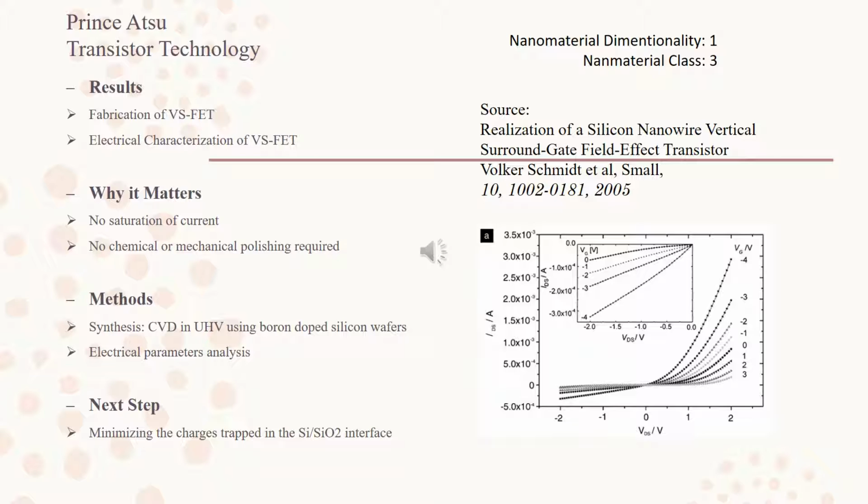So that is where the next step is actually minimizing charges trapped within the silicon nanowires, which are N-type, and the silicon dioxide, which is the p-doped substrate interface. The array of the VS-FET exhibited a gate voltage dependent current increase of more than 2 orders of magnitude.